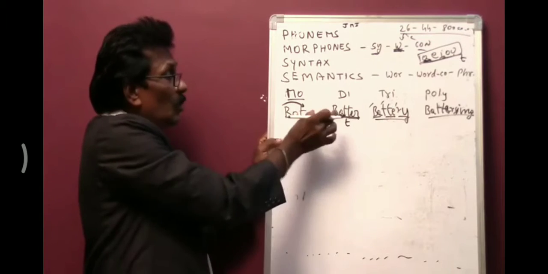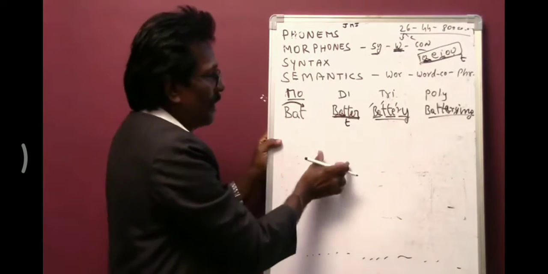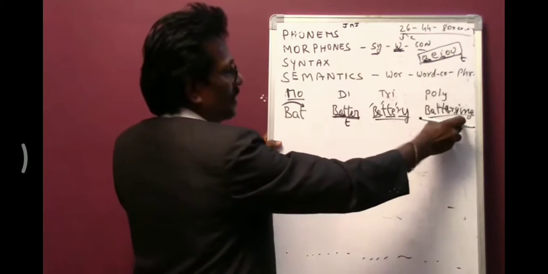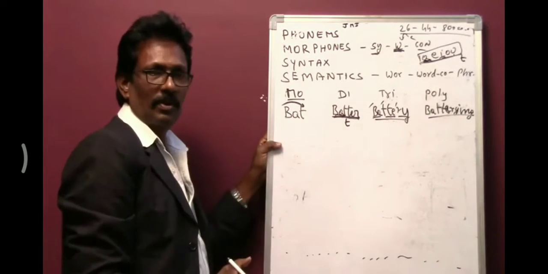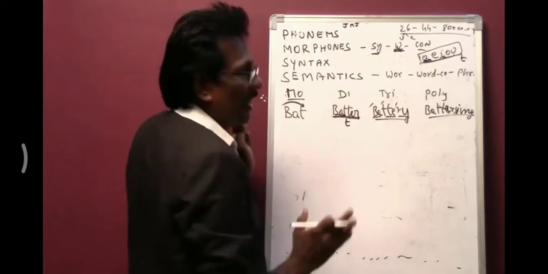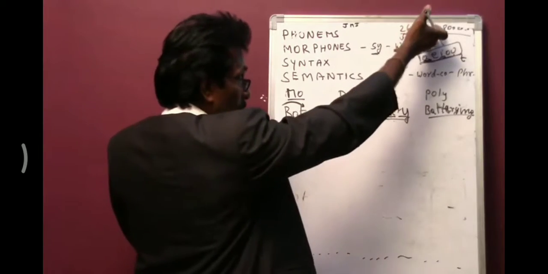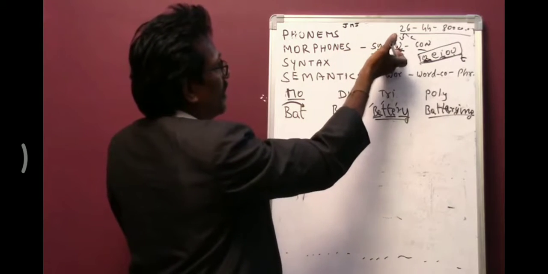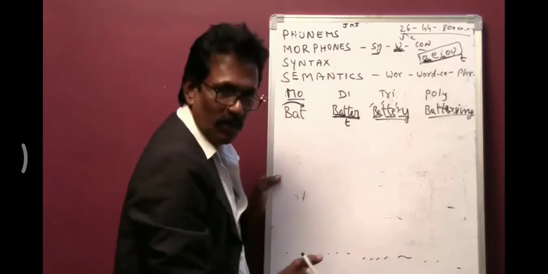Bat is a word. From this we have constructed a disyllabic word. From this we have constructed a trisyllabic word. From this we have constructed a polysyllabic word. So this is a way to construct words, and 8 lakh words are constructed this way. Syllables, word formation, and how many types of words there are.